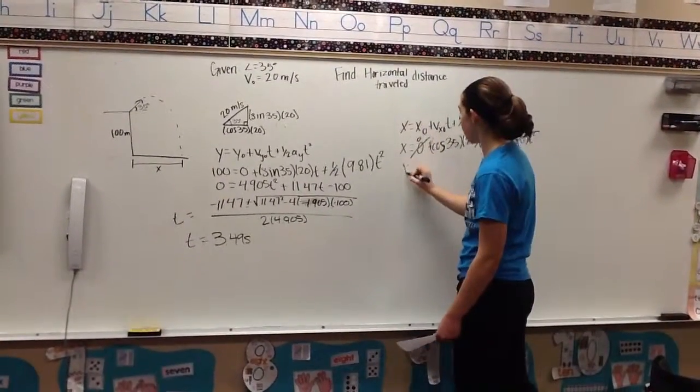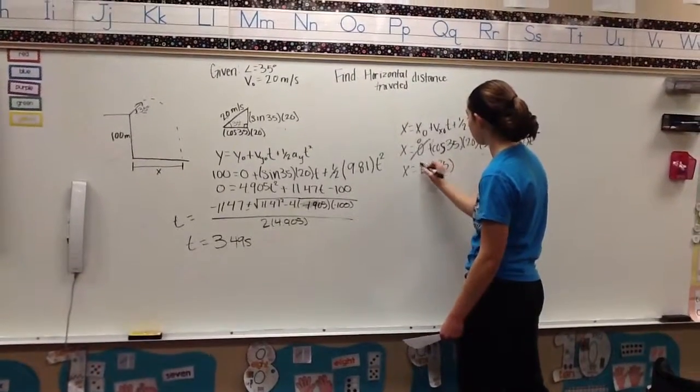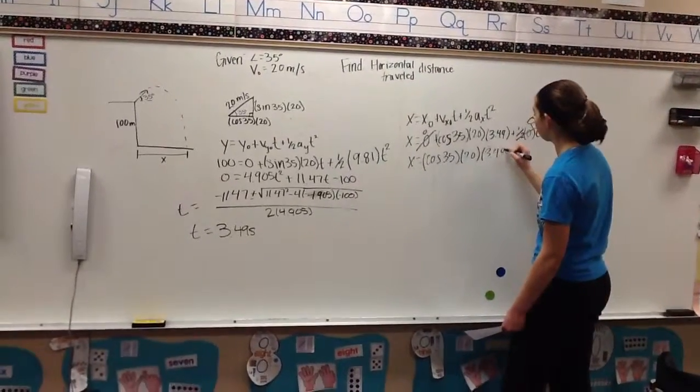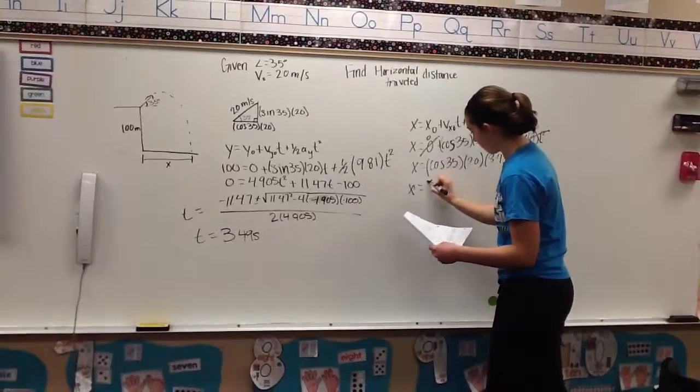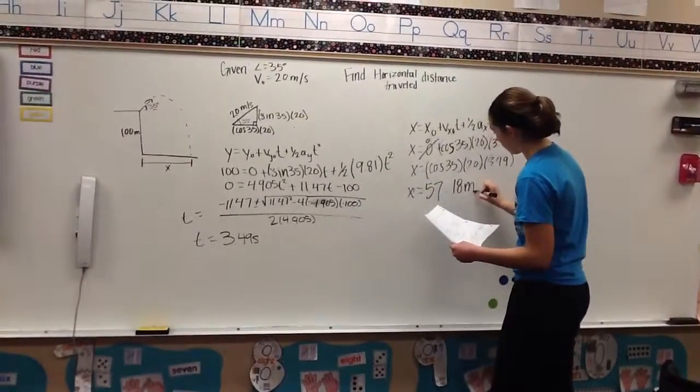So that cancels to be 0. So x equals cosine of 35 degrees times 20 times 3.49. So x equals 57.18 meters.